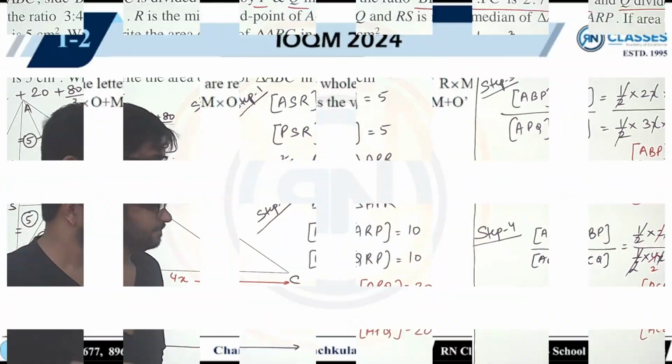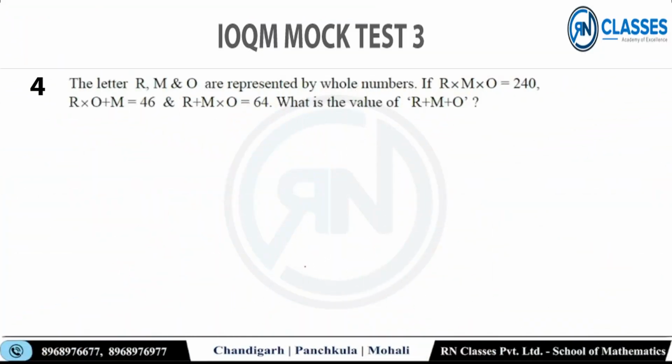The letters R, M and O are represented by whole numbers. R into M into O is equal to 240. R into O plus M is equal to 46, and R plus M into O is 64. You have to find the value of R plus M plus O.